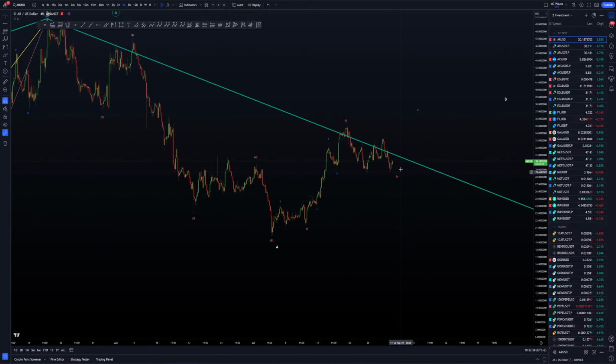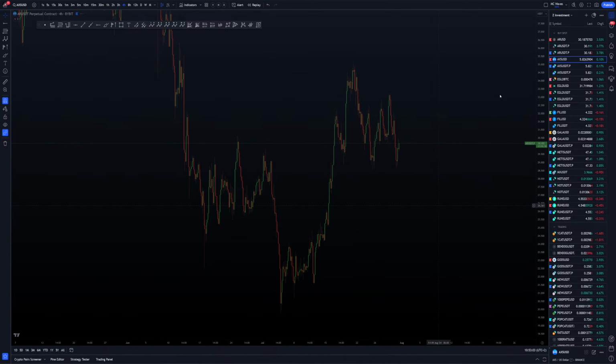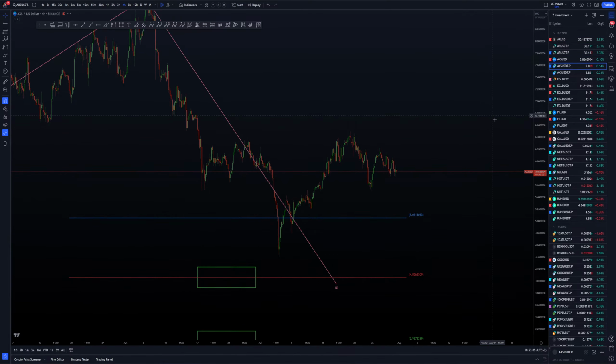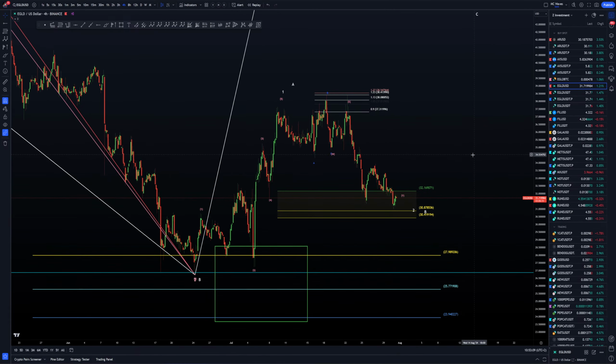Yeah, so wave 4 and then the wave 5. I'm not going to plan any targets on this. I'm going to let it go on that one. AXS, well, nothing crazy on this. EGLD, everything followed perfectly on that too.